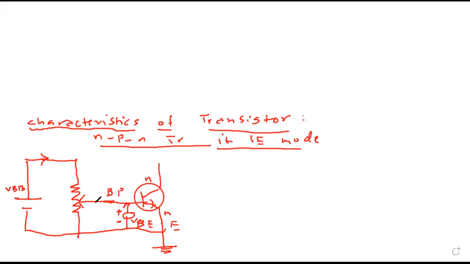Current will flow from here. So current enters in this direction. Microammeter records base current. Entering side is positive, this is negative. This will give me IB.